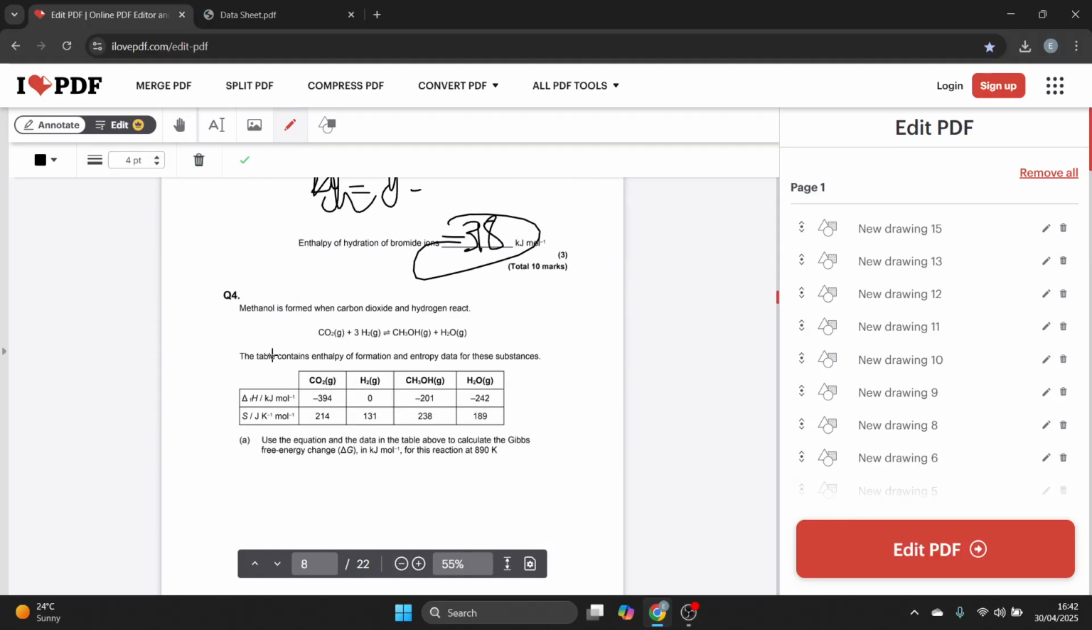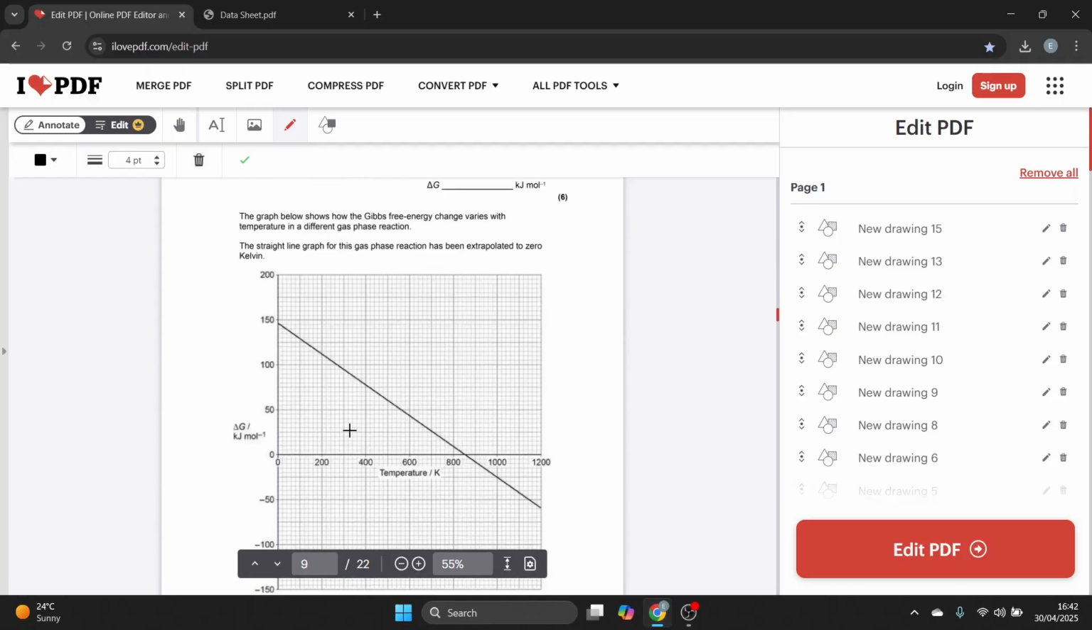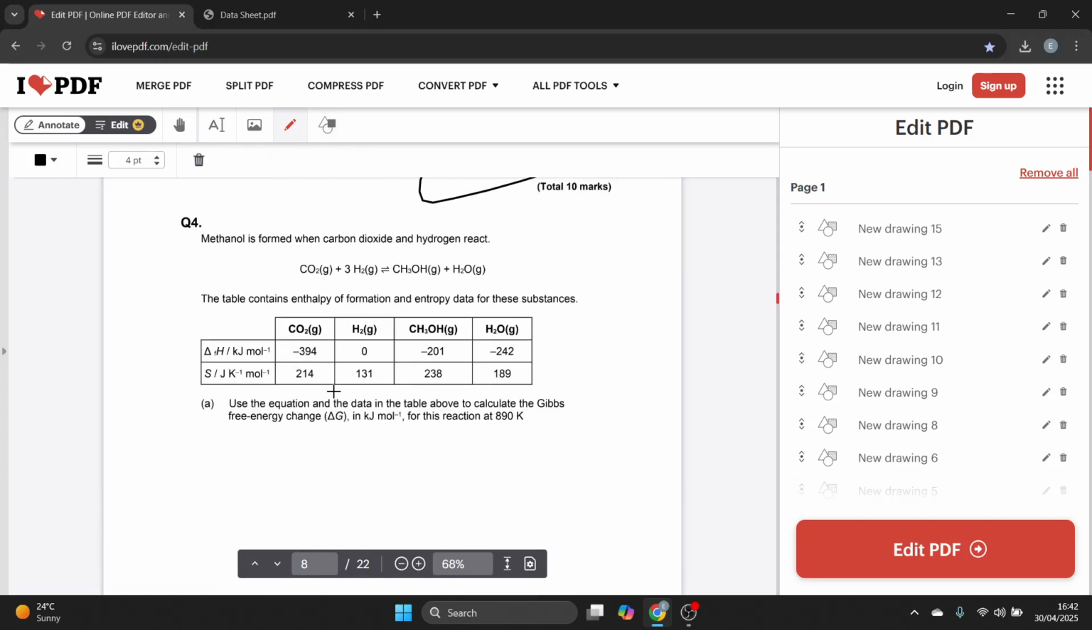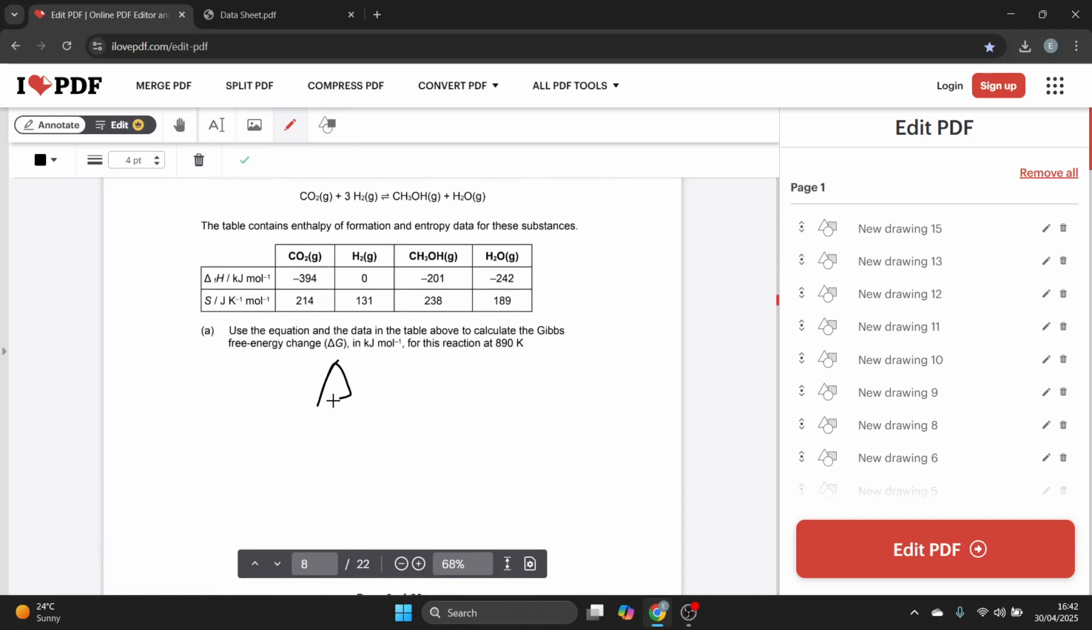Question 4: Methanol forms when carbon dioxide and hydrogen react, and it wants me to calculate the Gibbs free energy change. That's it. There's a second part, but we'll have a look at that later. So Gibbs free energy change, delta G equals delta H minus T delta S. So I'm going to have to find out delta H.